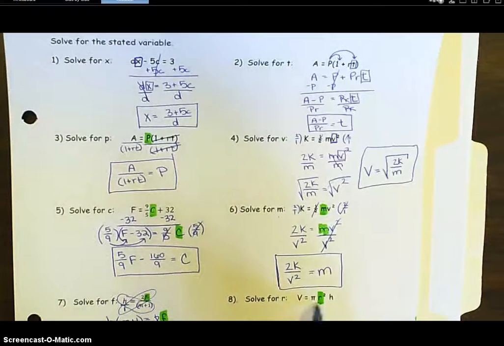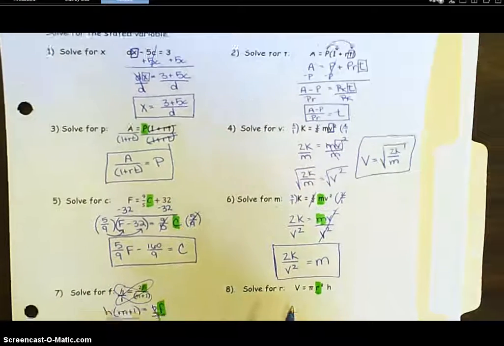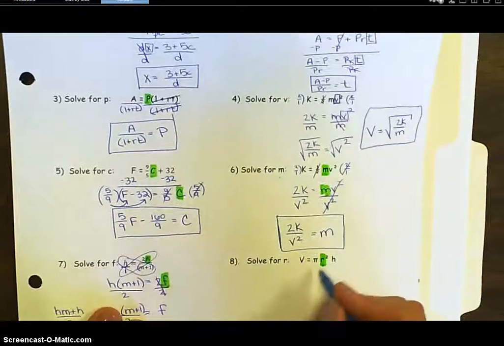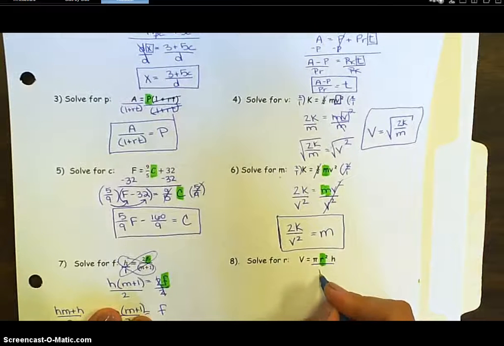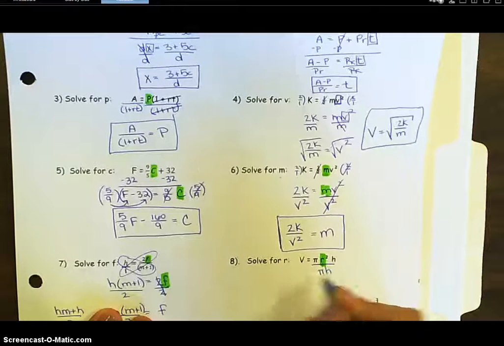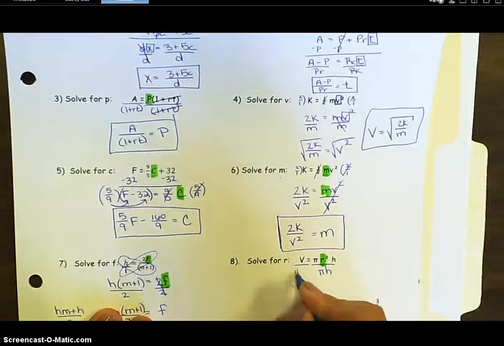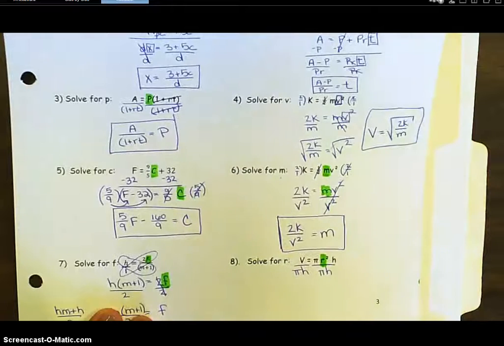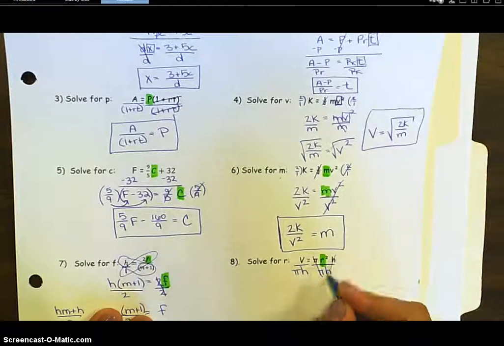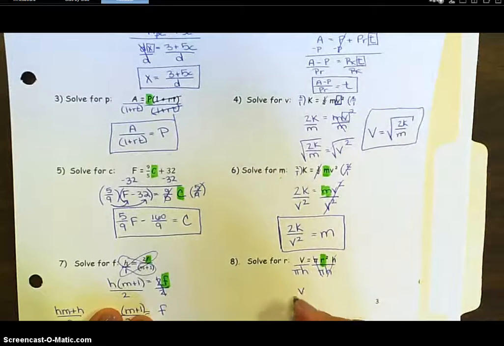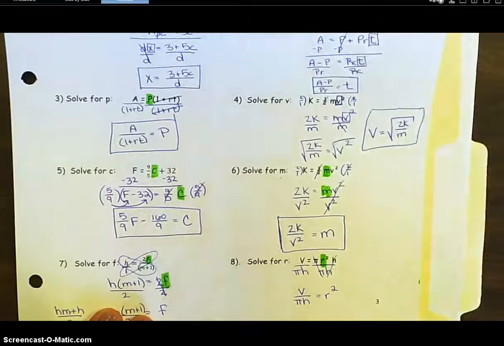So if I take a look, the pi and the h are both touching the r, which means they're being multiplied. Opposite of multiplication is division. So we're going to divide both sides by pi h. So now the pi's cancel, the h's cancel. We have v over pi h is equal to r squared.